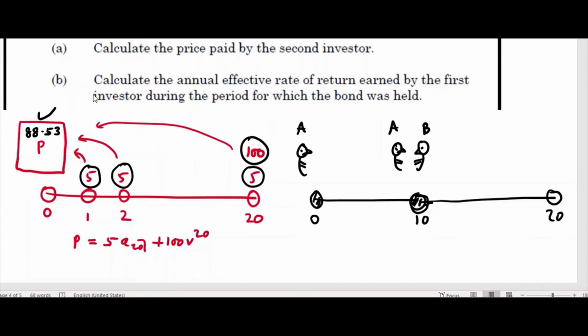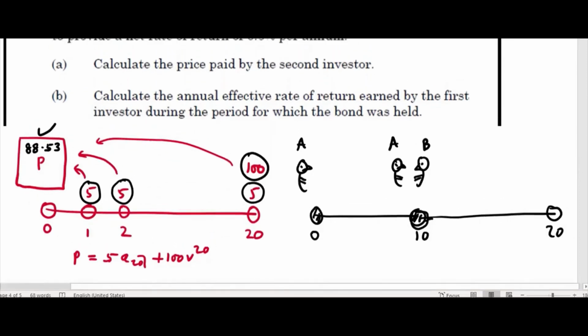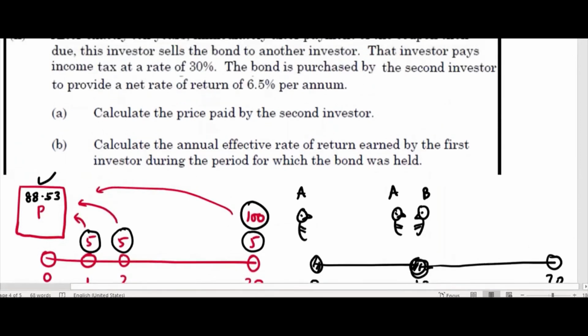So at what price you purchased, you sold to B, or at what price B purchased from A, that you have to know first. Then we'll find what is your actual yield. You thought you will get 6% yield because 5 anyway you are getting, and there is a capital gain here also, 88.53 to 100. So a little bit more than 5, that is 6%. That is correct. It's given.